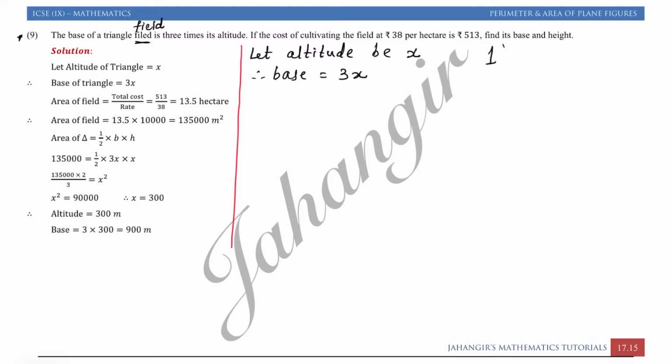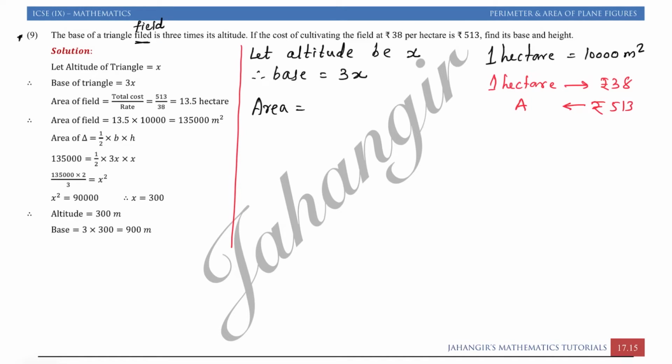So now you have to remember 1 hectare is equal to 10,000 meters square. So we can see now if 1 hectare costs rupees 38 and the total cost is rupees 513. So what is the area? So we can find area. So therefore area is equal to 513 into 1, cross multiply upon 38, that is equal to 13.5 hectare.